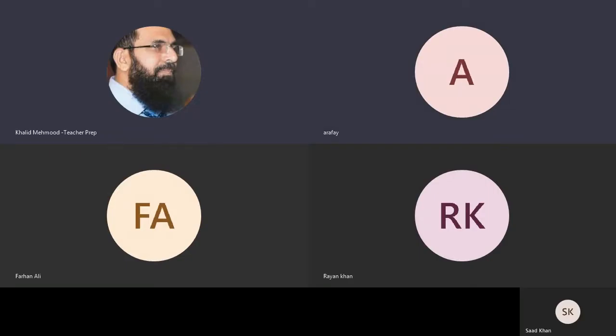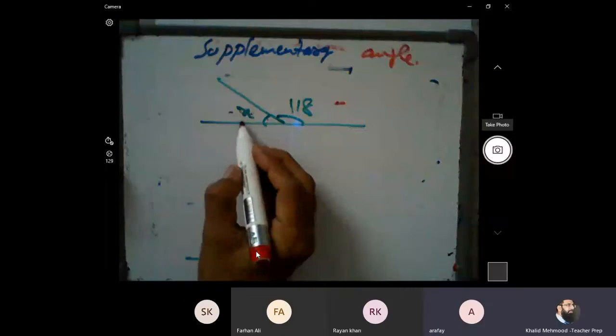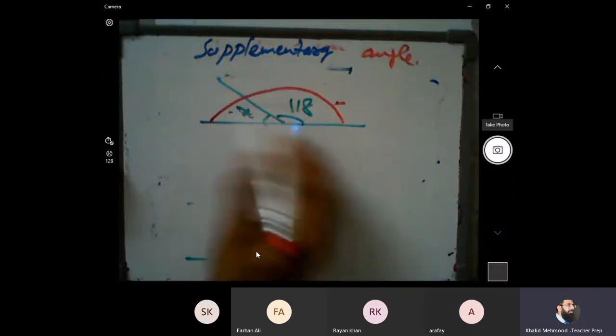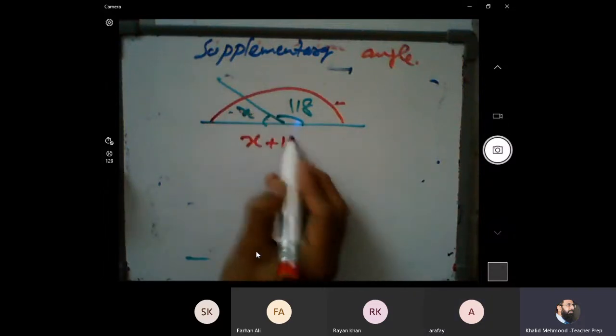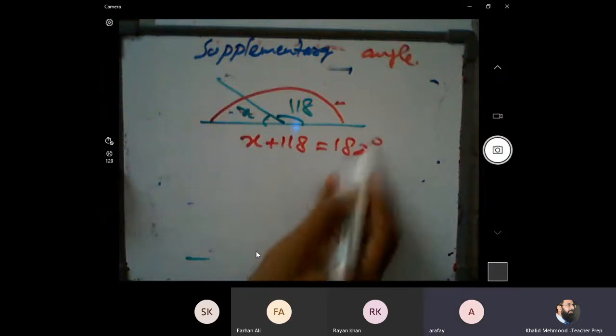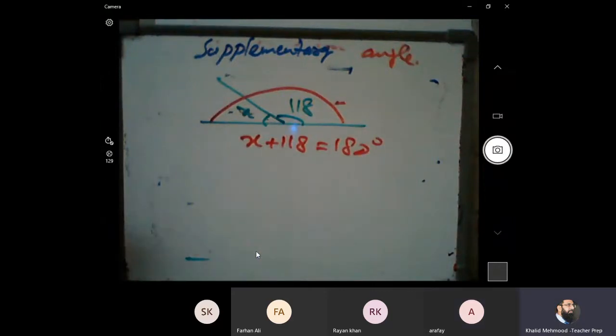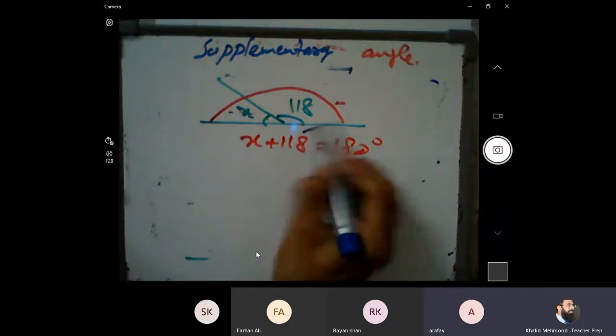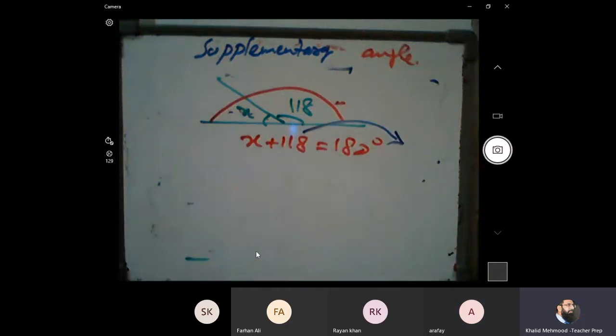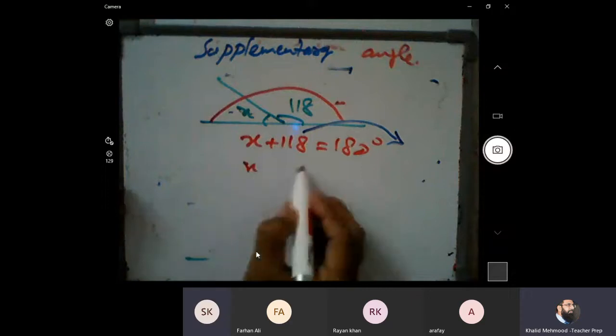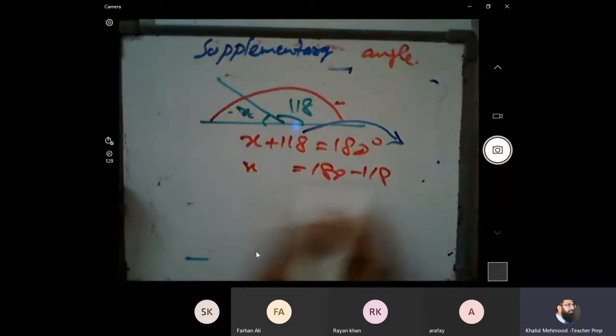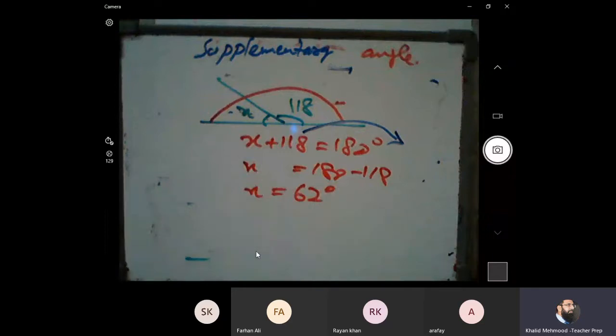We will subtract 118 from 180, because we know that this complete is a straight angle of 180 degrees. So x plus 118 is 180 degree, and we'll be subtracting 118 from here. So x is equal to 180 minus 118, and x is equal to 62 degree. Well done, Rafi, you're doing a great job. And the rest of you are also doing great job. Well done, boys.